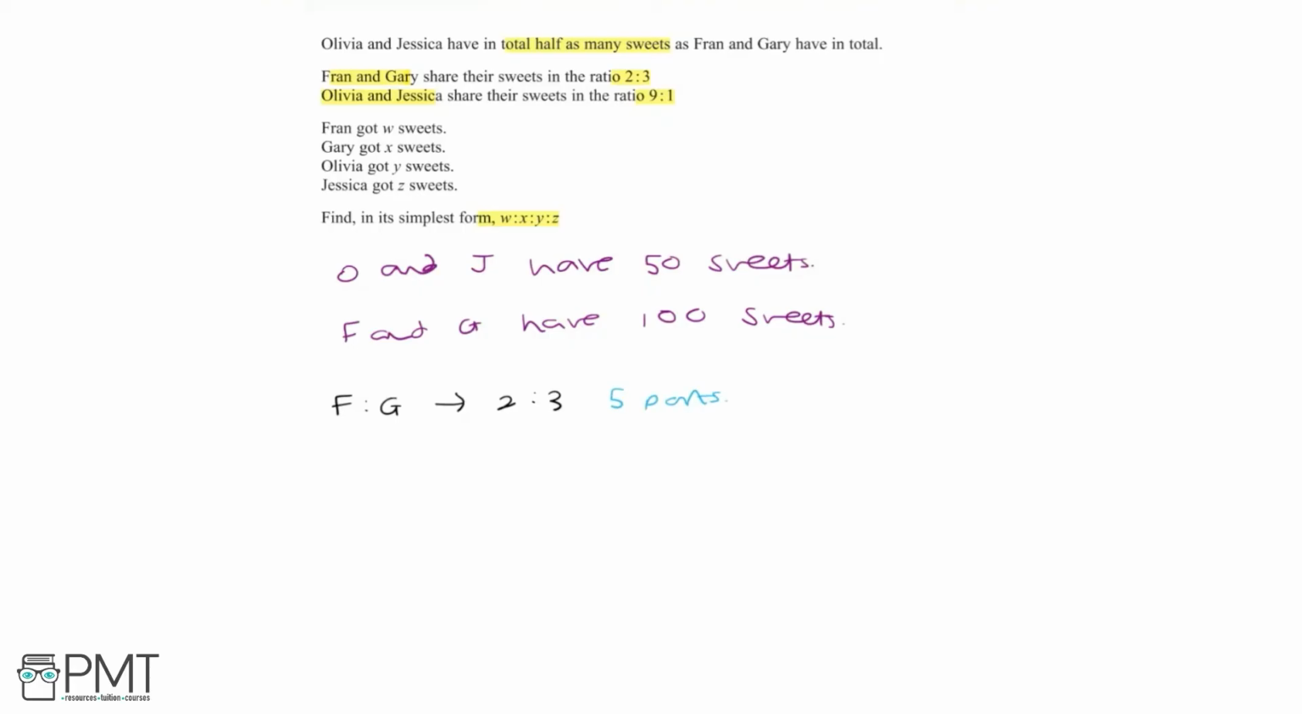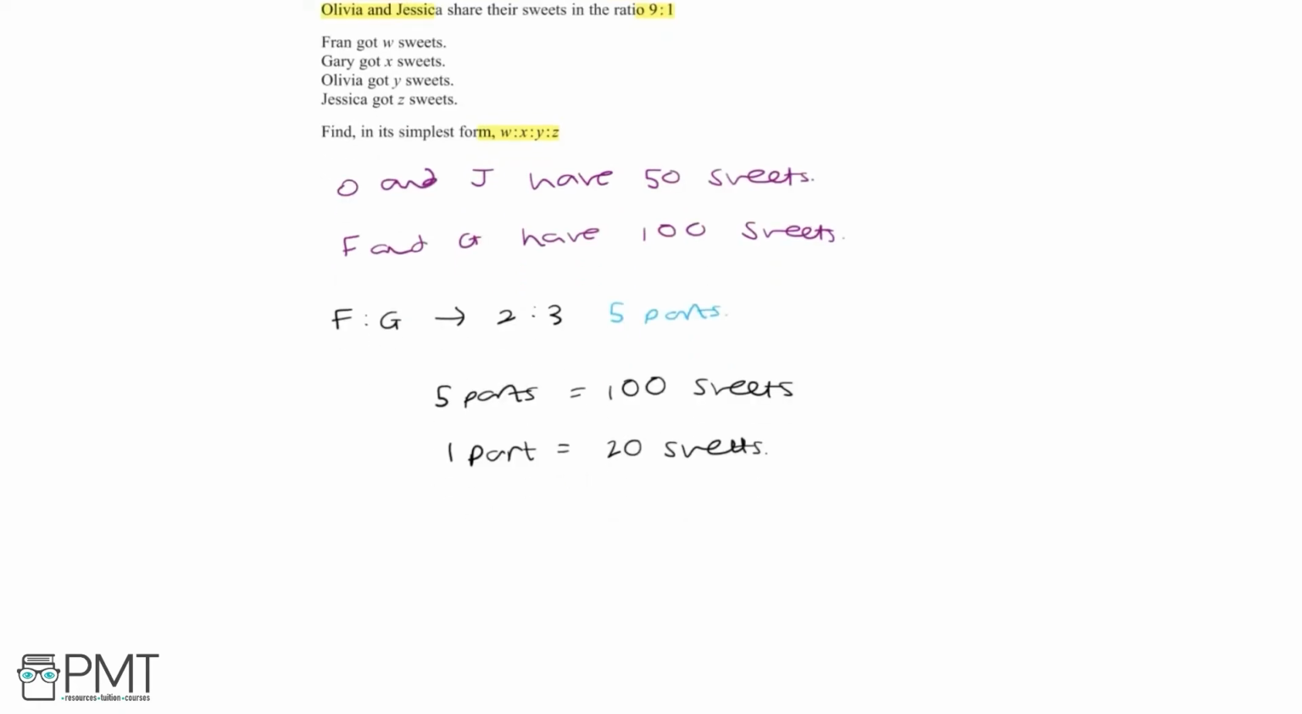We also said that Fran and Gary have in total 100 sweets, and so we can say that these 5 parts represent 100 sweets. We can find the value of 1 part, therefore, by dividing both sides by 5, and so 100 divided by 5 is equal to 20. 1 part is equal to 20 sweets. We know that Fran has 2 parts, and Gary has 3 parts, and so we can say that Fran has 2 times 20, which is equal to 40 sweets, and Gary has 3 times 20, which is equal to 60 sweets. And so we've found that Fran has 40 sweets and Gary has 60 sweets.